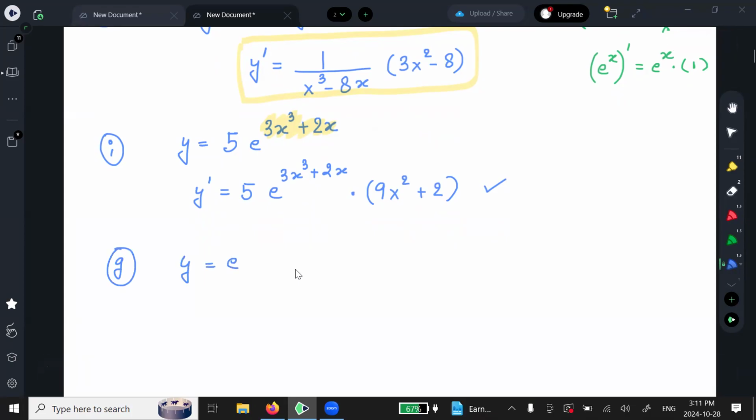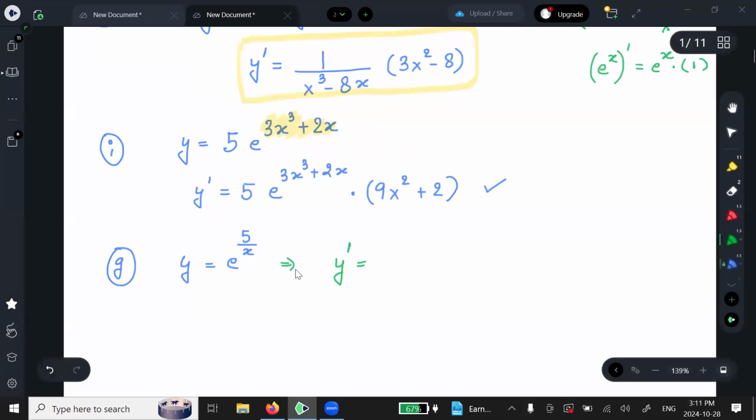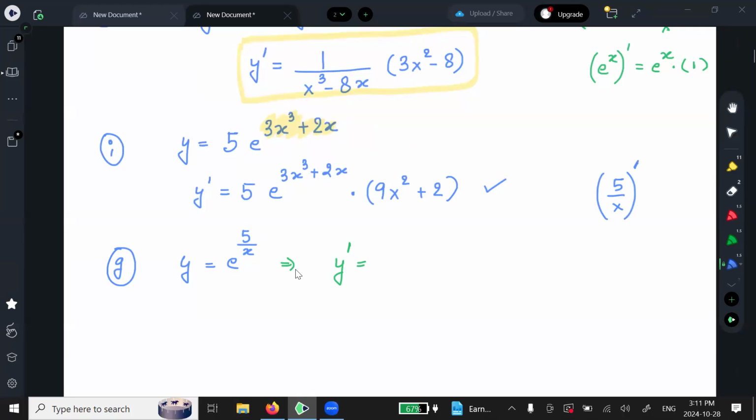Y equals e to the power 5 over x. Okay. I want to find y prime. Well, first things first, what is the derivative of 5 over x? No. How do you have to make it a power first, right? Then take the power out, subtract 1. Just differentiating it. Did you not practice this topic? I assigned this for homework.